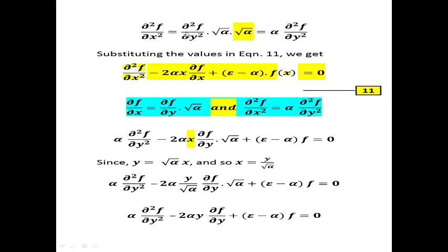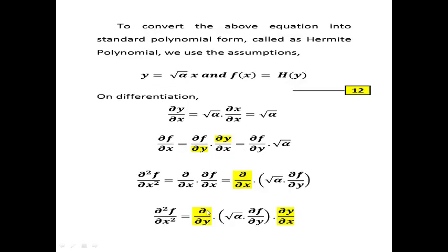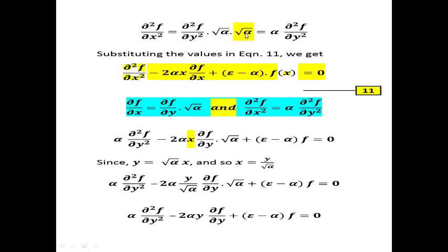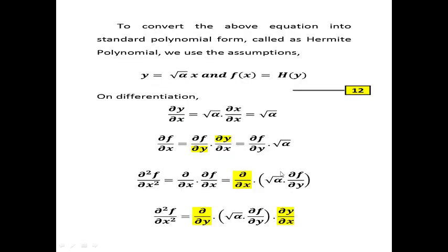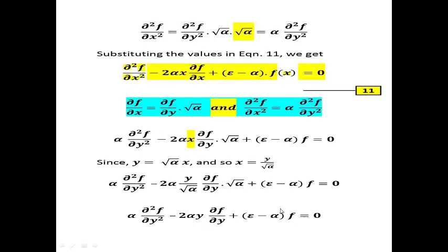So I get the term dou squared f by dou y squared multiplied by root of alpha into again root of alpha, while you are substituting the value of dou y by dou x. So I get the final term, dou squared f by dou x squared, equal to alpha times dou squared f by dou y squared.